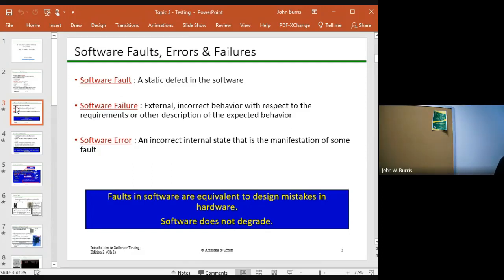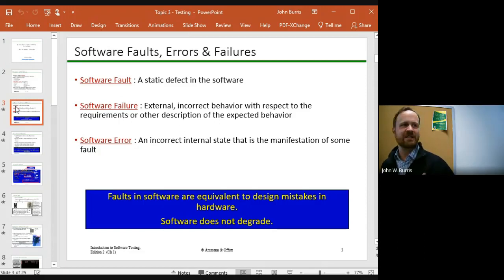A failure is some sort of external behavior that signifies that there is a fault in your system. And an error is the manifestation. So a little bit would be like if I've got COVID-19, right? The COVID-19 virus that is in my body is the fault. The failure would be, let's say, coughing. But the error would be that I have pneumonia, right? So that's kind of those three things.